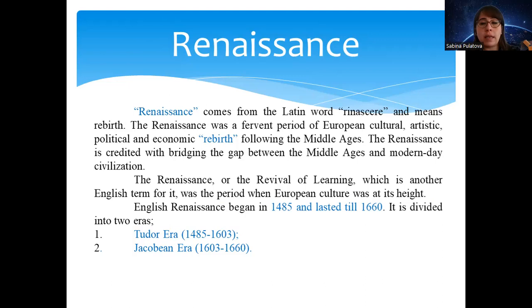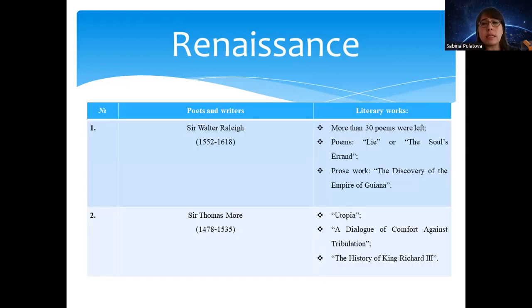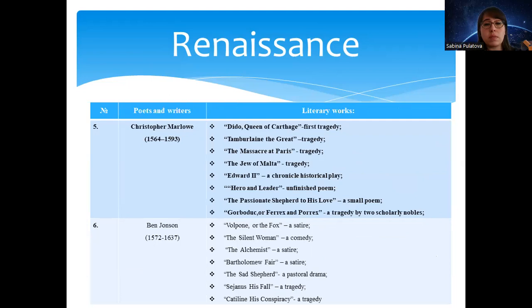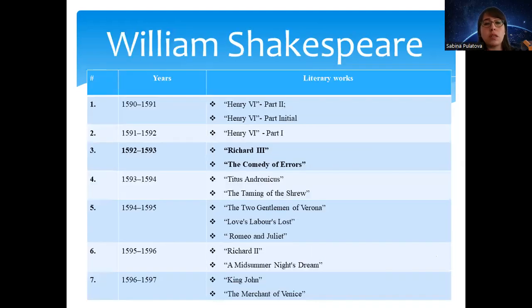English Renaissance began in 1485 and lasted till 1660. It is divided into two eras. The first era is called Tudor era, and the second one is called Jacobean era. During Renaissance, a great deal of writers, poets, and playwrights wrote a lot of their books and masterpieces. Among them are Sir Walter Raleigh, Sir Thomas More, Edmund Spenser, Sir Philip Sidney, Christopher Marlowe, Ben Jonson, and of course William Shakespeare.